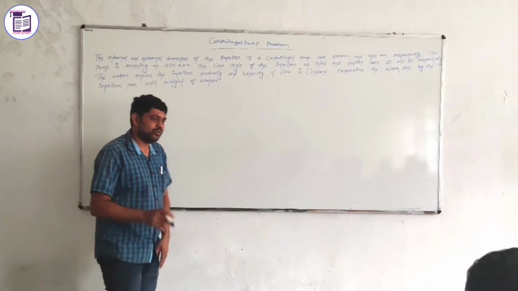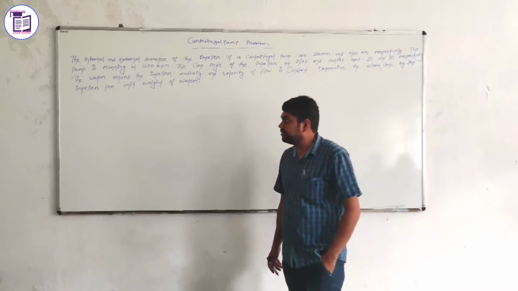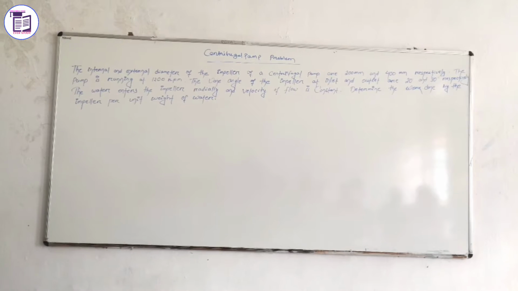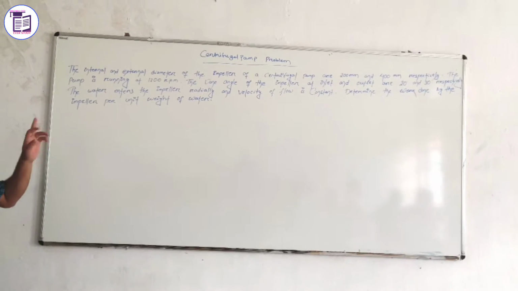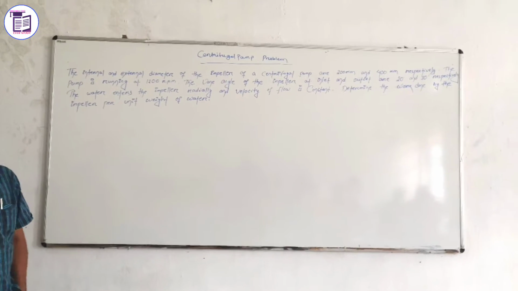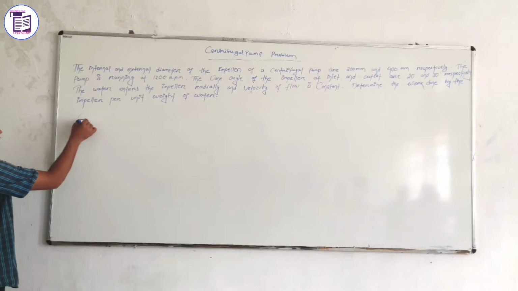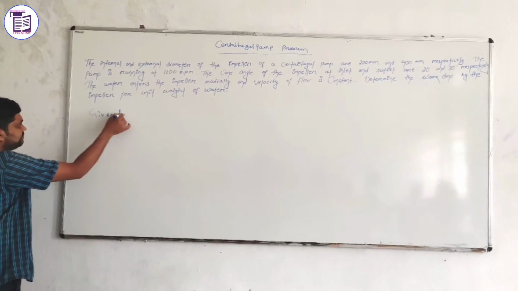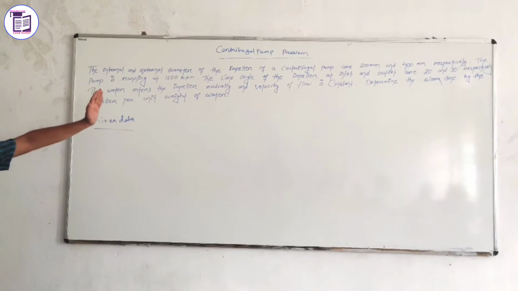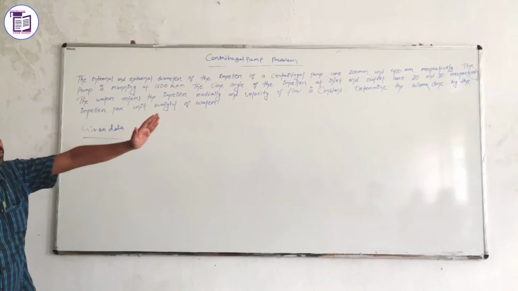Hello student, today we will discuss a centrifugal pump problem. So here is a problem given. Look at this. The internal and external diameter of the impeller of a centrifugal pump are 200 mm and 400 mm respectively. When you read a question, first of all, write down the given data. So first of all, what is the question? The internal and external diameter of the impeller of a centrifugal pump are 200 mm and 400 mm.